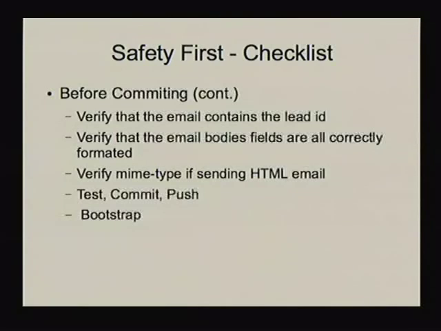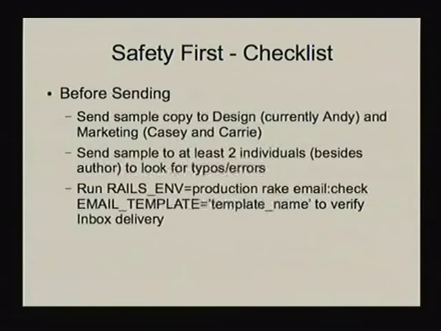If you're sending HTML, you need to verify the MIME type, otherwise it'll send really, really ugly text emails. It'll be a raw HTML dump of your email. Then test, commit, and push. And because we're adding a tag, we were using the bootstrap rake task to load those tags up into our system.